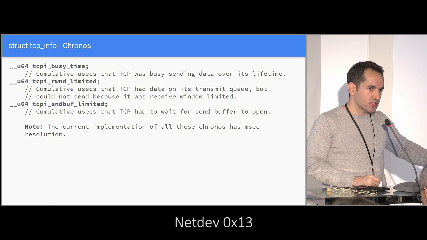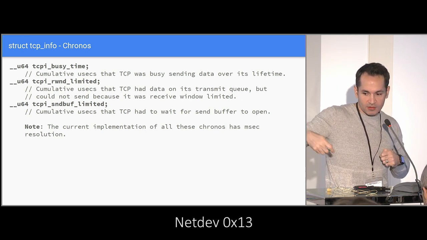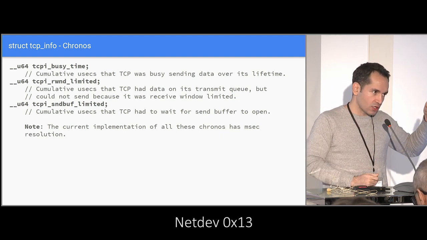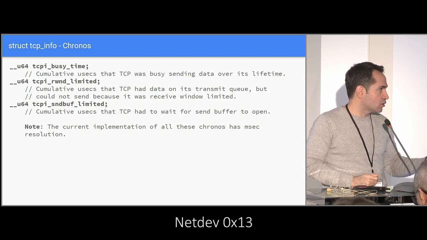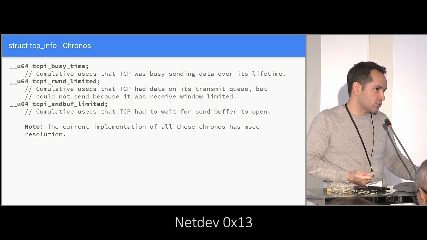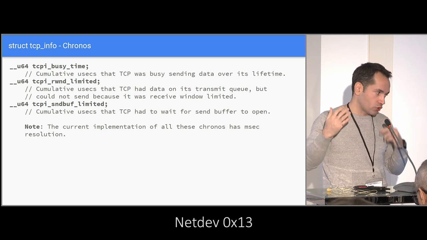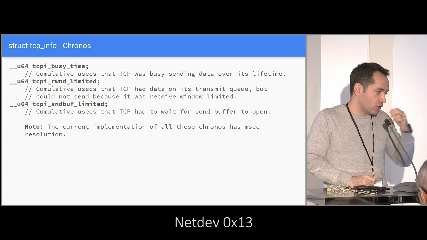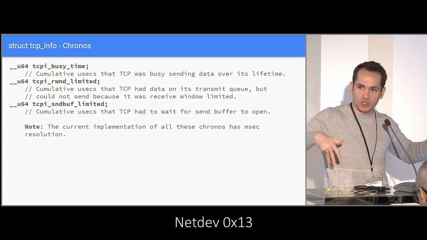Send buff limited is when the user was in send message context and had more payload to send, but the send buff wasn't open. So we start the chrono, saying the user actually could send something, but we are limited by send buff. We couldn't accept the bytes they wanted to send. So this is another chrono. And these are prioritized: if we are in receive window limited, I think we increment that one first, then send buff, and then busy time.